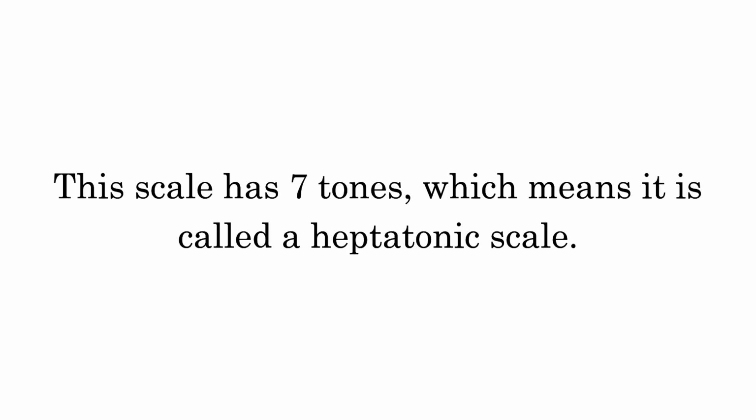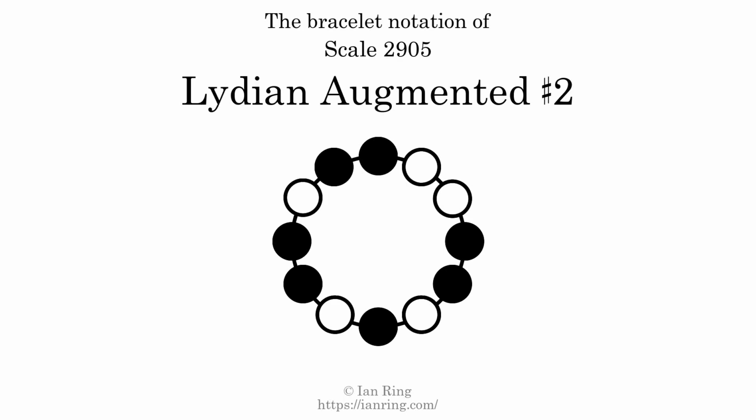This scale has 7 tones, which means it is called a heptatonic scale. This is a bracelet notation diagram of scale 2905. The shaded circles represent tones that appear in the scale, and they are read clockwise, starting at the top.